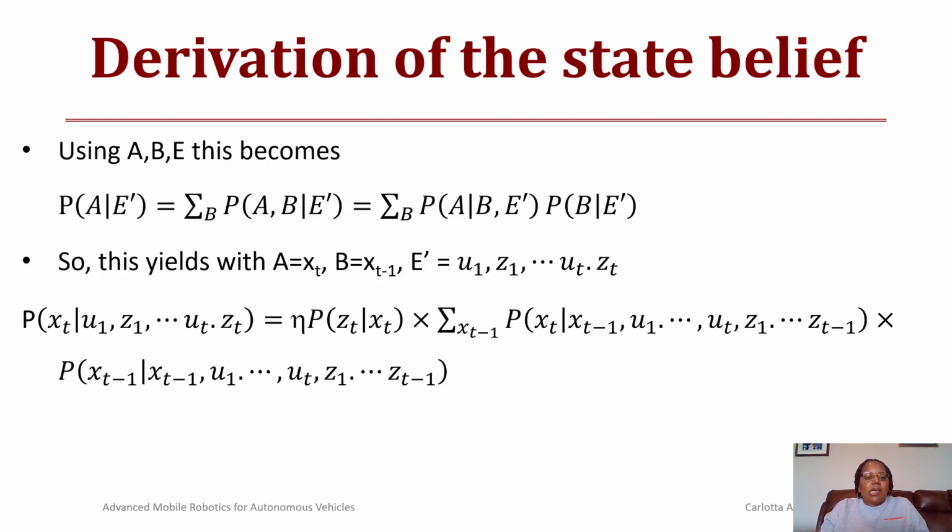So doing an A, B, E substitution like we did before, we get that the probability of A given E prime, where we let A equal xt, B equal xt minus 1, and E prime be u1, z1 to ut, zt, becomes the probability of xt given u1, z1 to ut, zt equals eta times the probability of the current measurement at the current state time times the summation over all xt minus 1 of the probability of xt given xt minus 1 and u1 to ut and z1 to zt minus 1 times the probability of x at t minus 1 given all of the controls u1 to ut and the measurements z1 to zt minus 1.